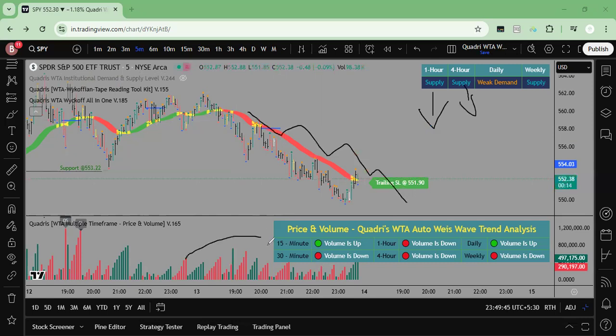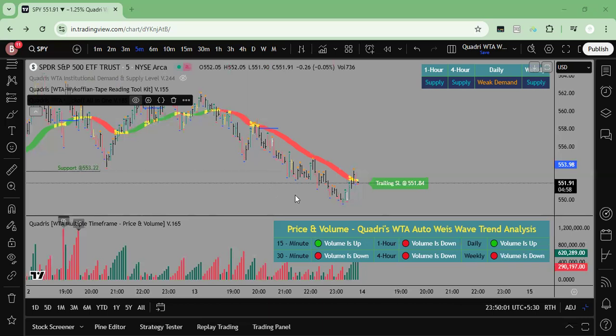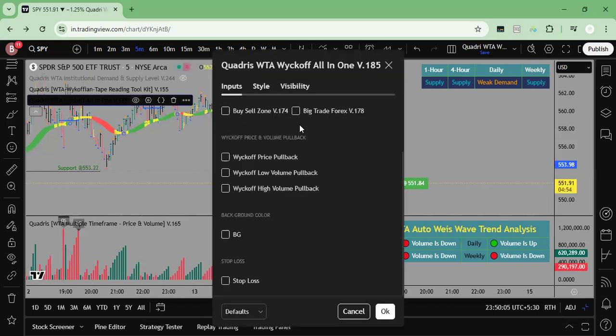And if we align Auto Wave, it is suggesting that demand has exhausted and supply has come into action. And here was a very excellent trading opportunity. This has three features: normal pullback, low volume pullback, and Wyckoff high volume pullback. I normally trade based on high volume.